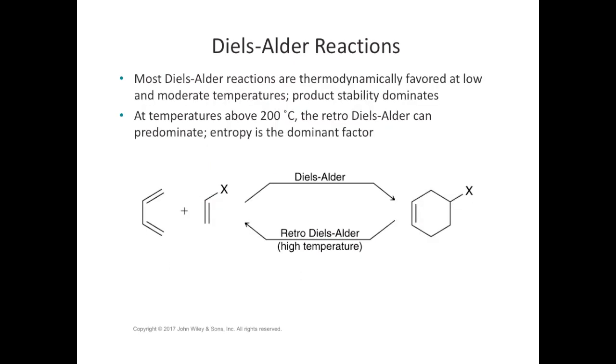Most Diels Alder reactions are thermodynamically favored at low and moderate temperatures, and that's because the product stability dominates. So you form 2 new sigma bonds, which are stronger than pi bonds. So that is a thermodynamically favorable process when it comes to enthalpy. However, at high temperatures, the retro Diels Alder can predominate, and that's because entropy becomes the dominant factor there. So you're going from 1 molecule to 2 molecules, which is entropically favored.